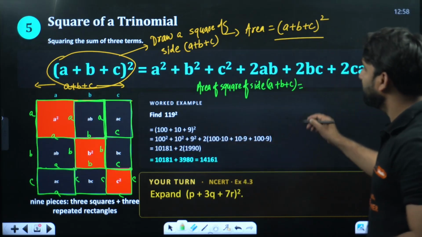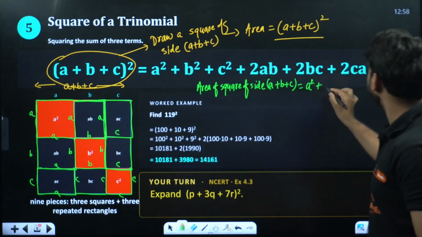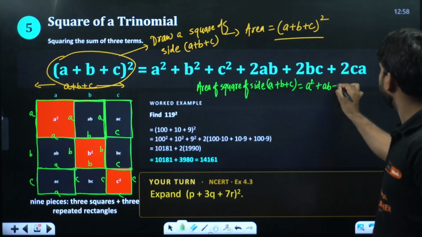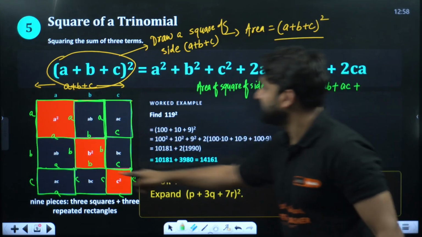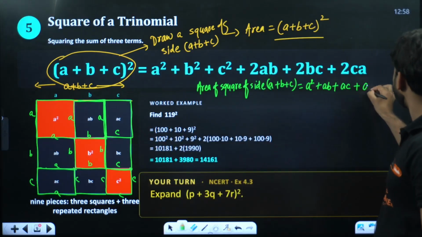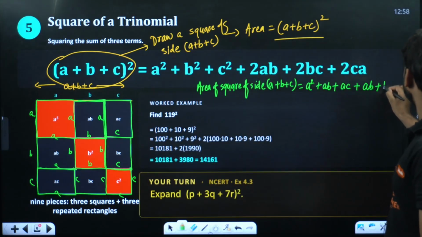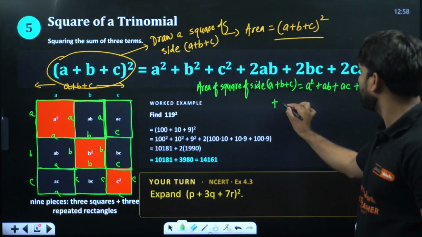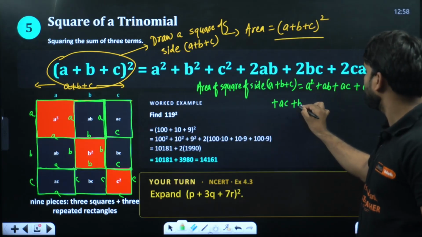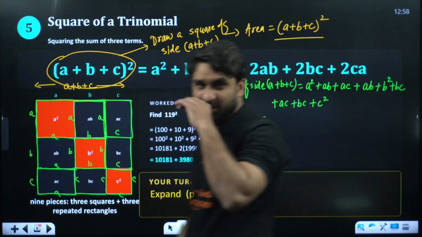So let's add. A square plus this is AB plus this is AC plus this is AB plus this is B square and BC plus AC, BC, plus C square. I hope you guys have understood now.